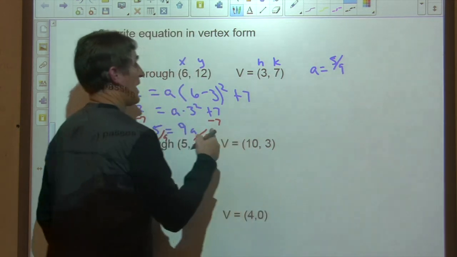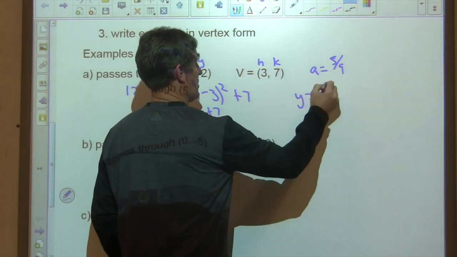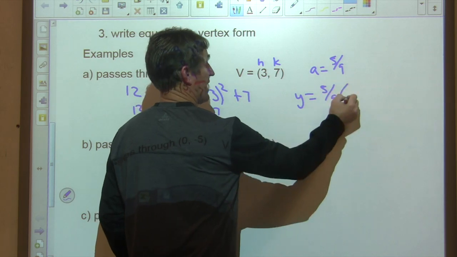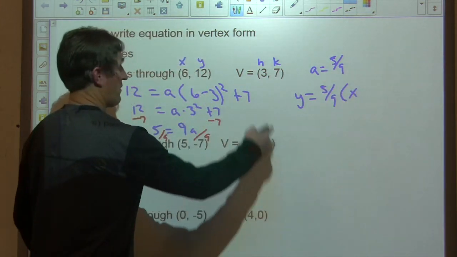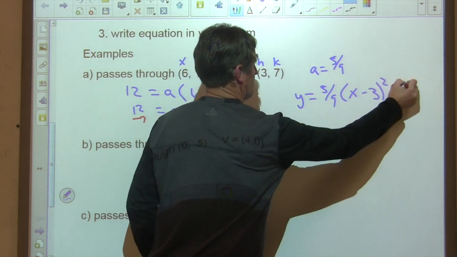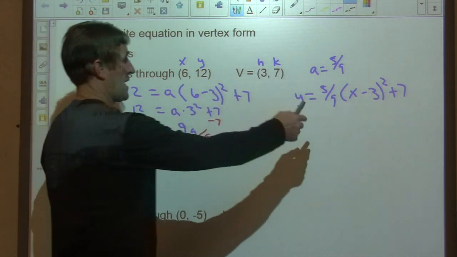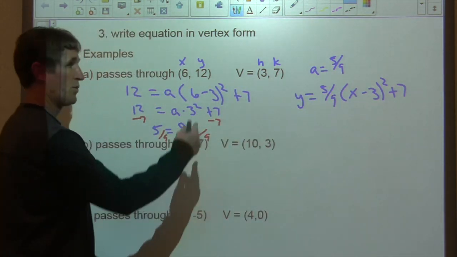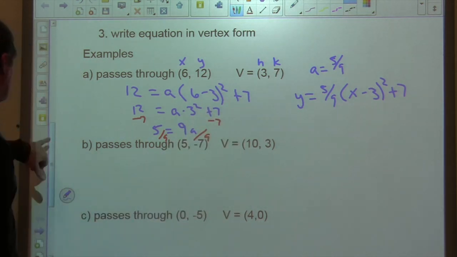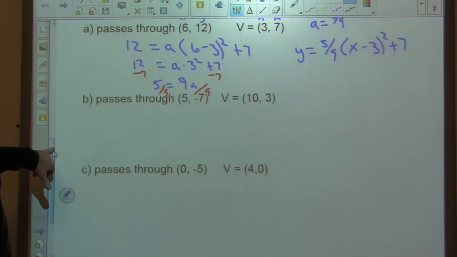And so now we can write the equation for the parabola. It's y equals 5/9 times (x minus 3) squared plus 7. We know our vertex is at negative 3, 7. And so now we've got the equation for the parabola. Our a value is 5/9. We can make a chart and graph that if we needed to, but all we're going to do is write the equations. So let's take another one.